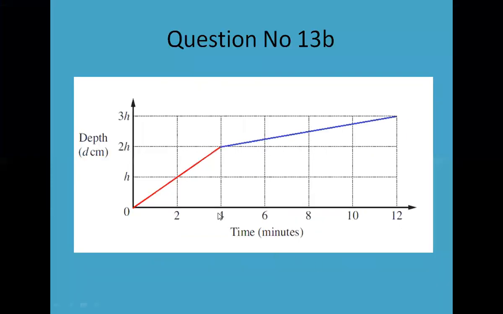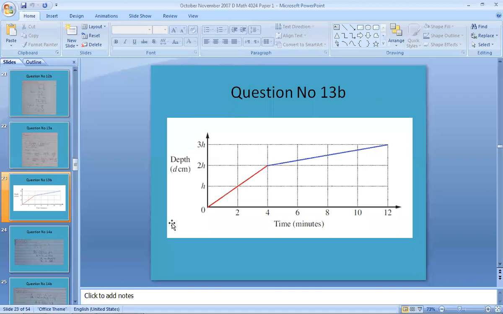So here we go. In the first 4 minutes, up to 2h height is filled. The lower cylinder is filled. And then in the next 8 minutes, the upper cylinder. He has told us that at 12, the whole thing is filled, and at 12 the height is 3h. So first of all, I will join them with a straight line up to this point, and after this point, I will join this point with a straight line, like the line which I have shown. So this is how you will draw this graph, and this one is a little tricky.